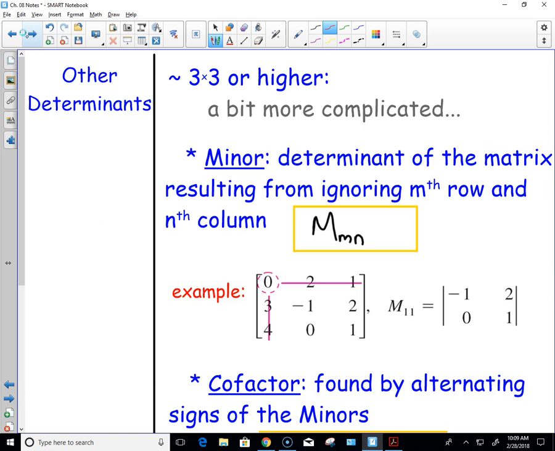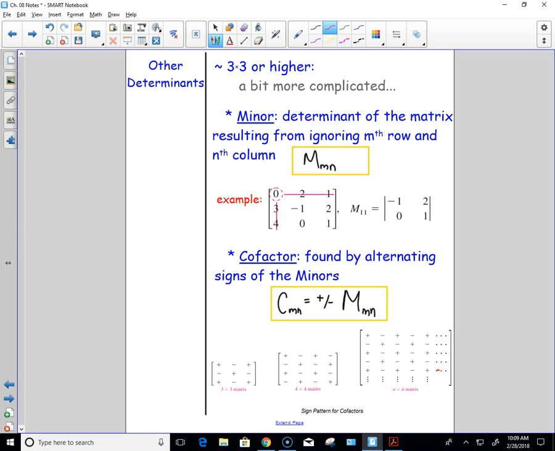Cofactors. What on earth are cofactors? To get to those, we have to talk about minors.